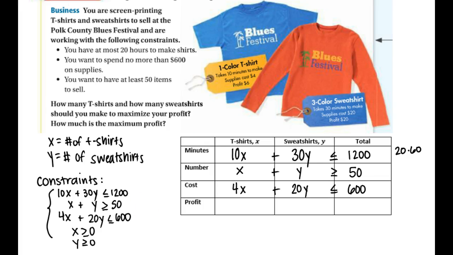Now let's talk about how to come up with the objective function for the profit. Taking a look at the tags right here up in the picture, we see that the profit is $6 for a t-shirt and the profit for a sweatshirt is $20. So that's why I have 6x plus 20y. So that is going to be the objective function. And I know it's going to be for profit because the question asks how many t-shirts and how many sweatshirts we can make to maximize the profit. So that's going to be our objective function.